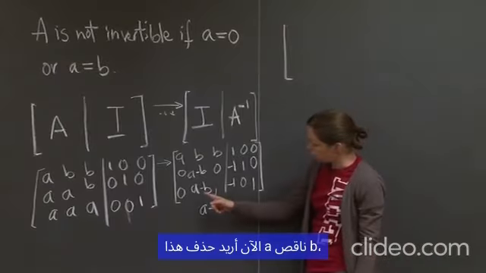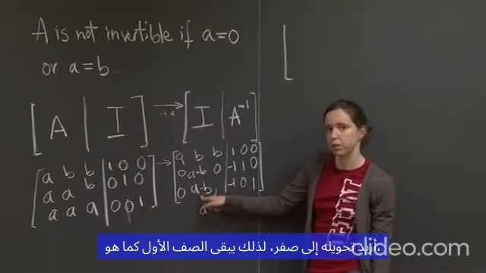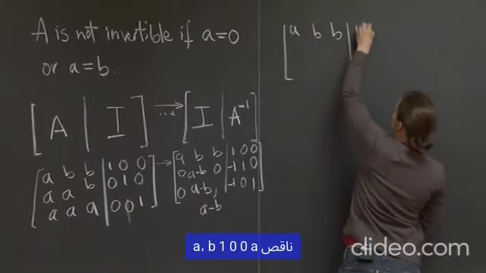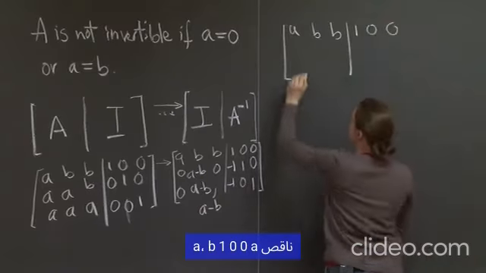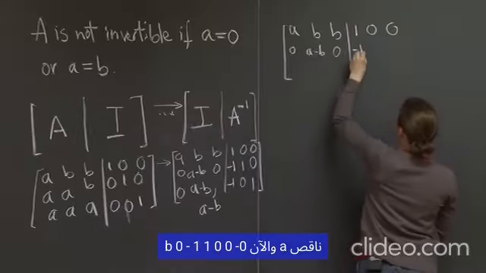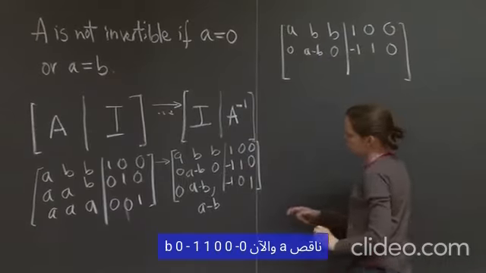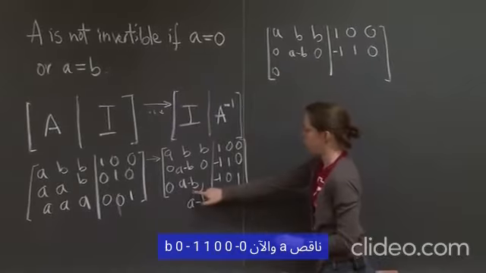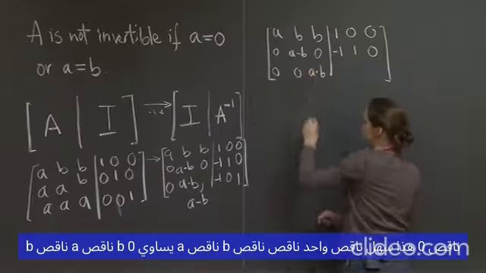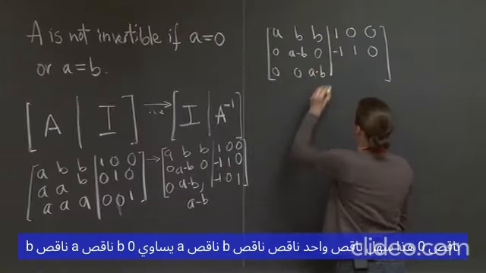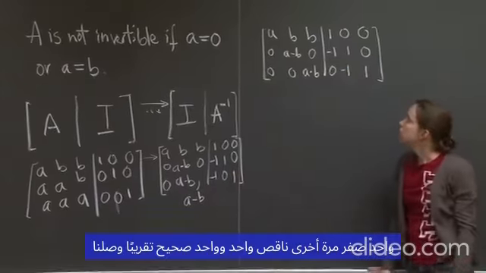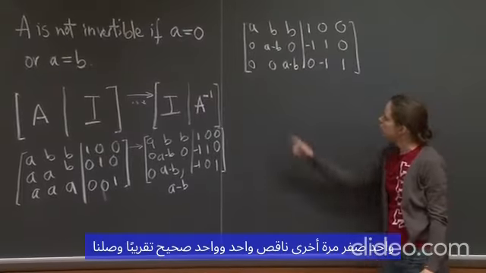Right, now I want to eliminate this a minus b. I want to turn it into a 0. So the first row stays the same: a, b, b, 1, 0, 0, then 0, a minus b, 0, minus 1, 1, 0. And now 0 minus 0, a minus b minus a minus b is 0, a minus b minus 0, that's easy. Minus 1 minus minus 1, 0 again. Minus 1 and 1. Right, almost there. We already have zeros down here.